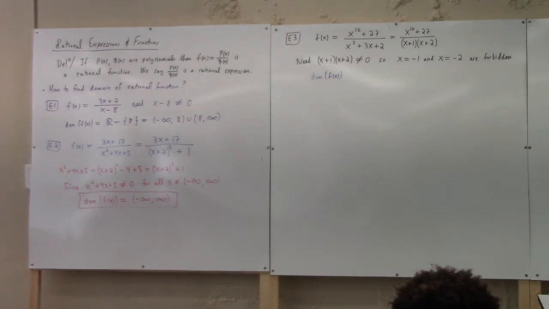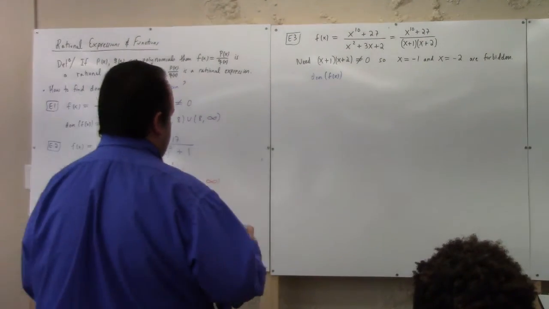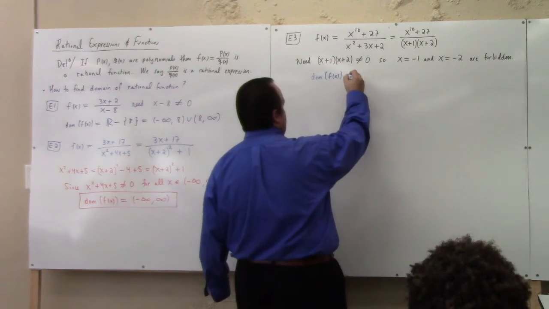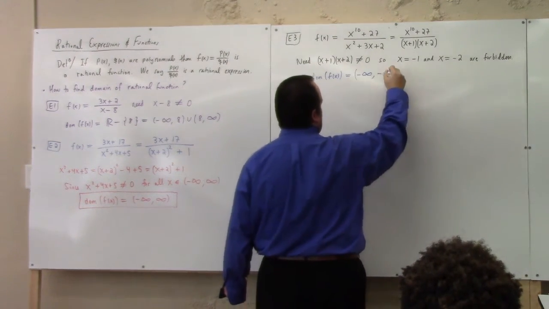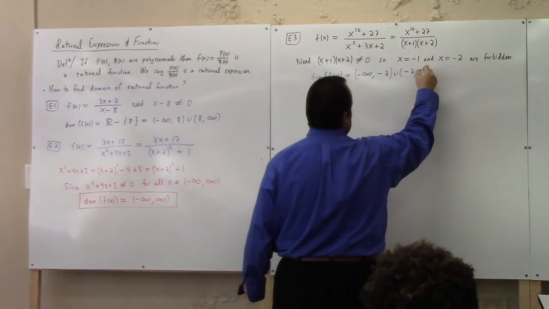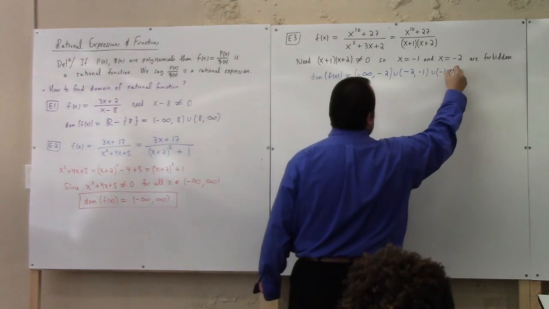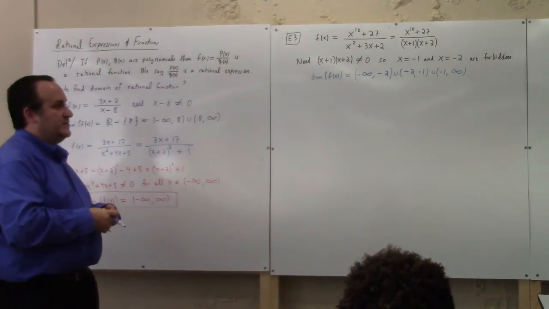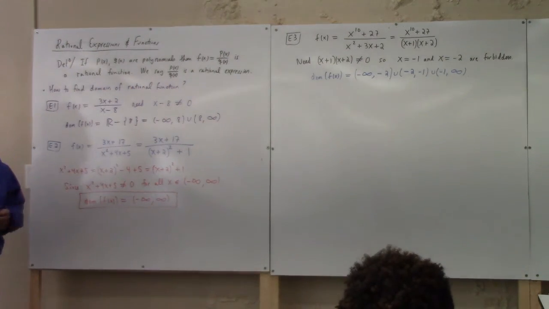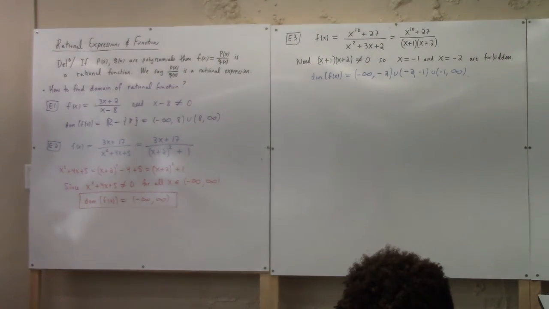So what's the domain? We need to exclude -1 and -2. So in interval notation, that looks like -infinity to -2, union -2 to -1, union -1 to infinity. So there's the domain in this case. We got to exclude those 2 points, -1 and -2.